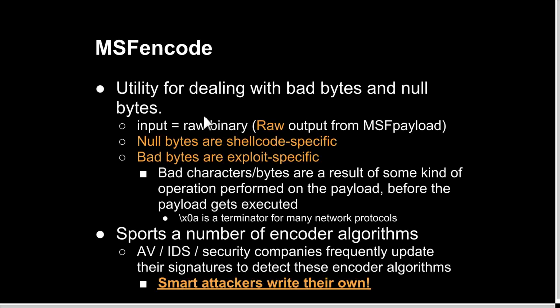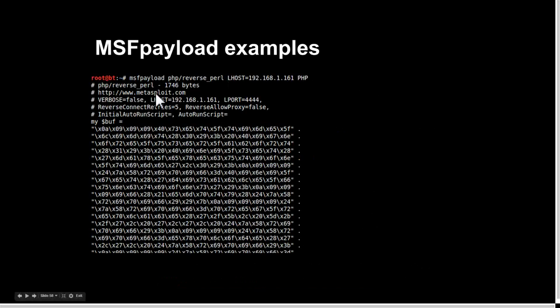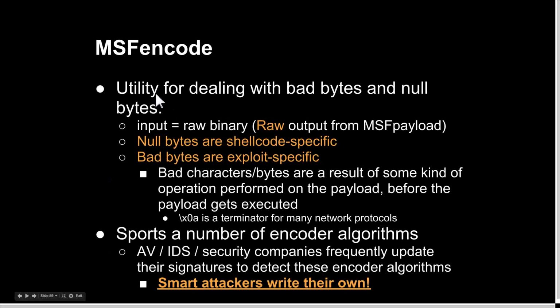That's right. So that would basically cause the exploit, the payload rather, to get truncated right there, and so you lose the rest of your exploit code past that. So MSF code exists. Its input is raw output from MSF payload, and so the raw output would be specific to whatever architecture it is. So if it's x86, it can be raw x86 instructions that have been assembled.